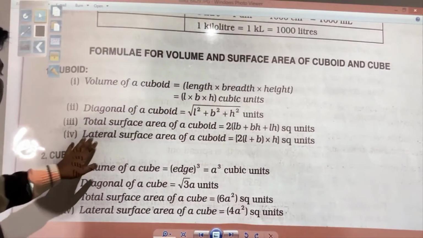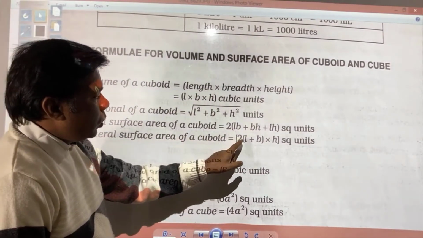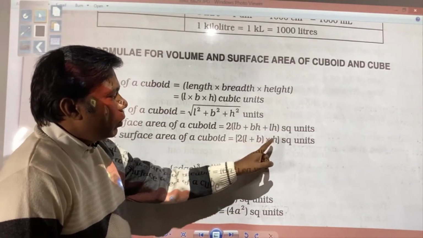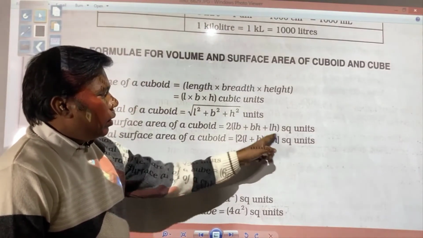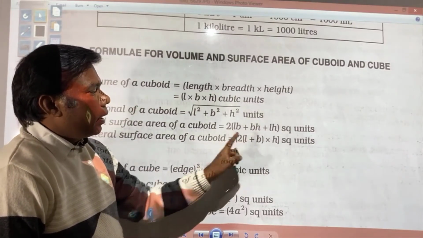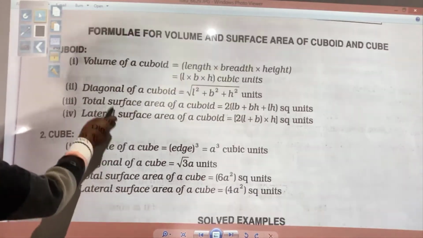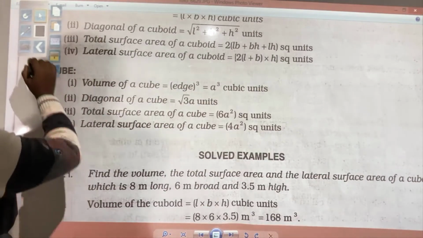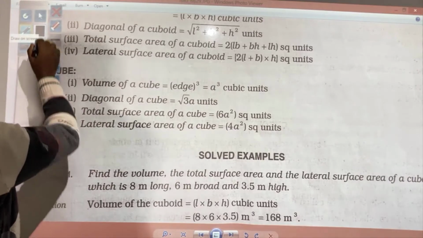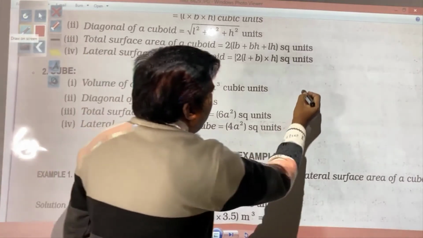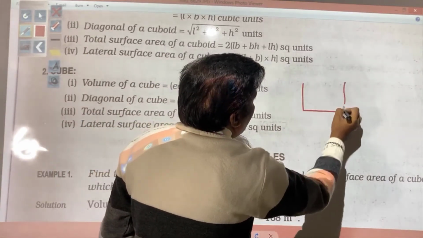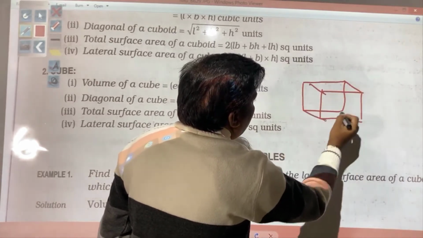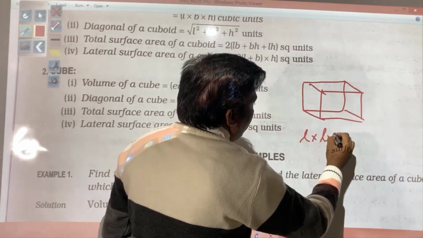Here you see, the lateral surface area of a cuboid is equal to 2HL plus B, or 2(L plus B) into H. Whichever way you write it, you will get this. Now you have the cube. Since a cube has all sides equal, the volume of the cuboid we had got was L into B into H.